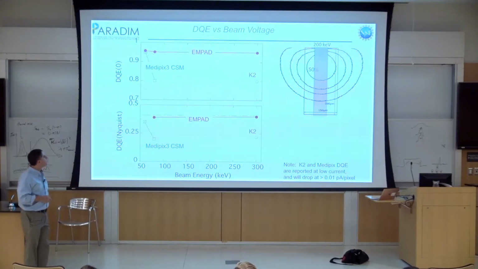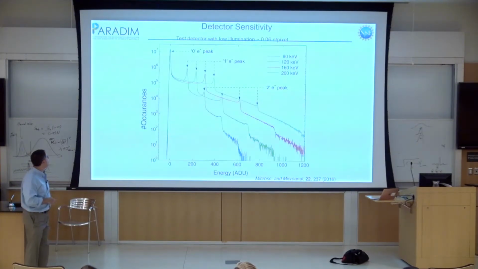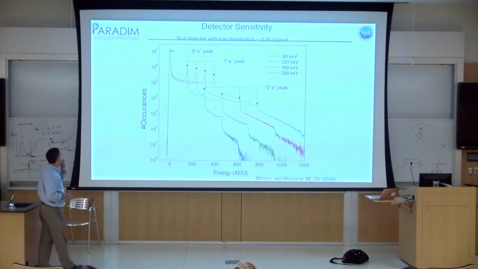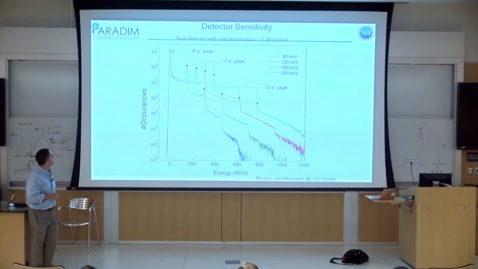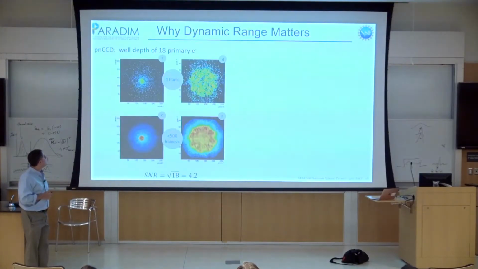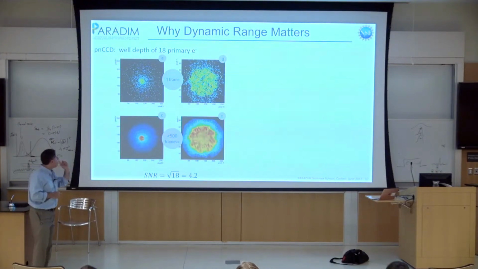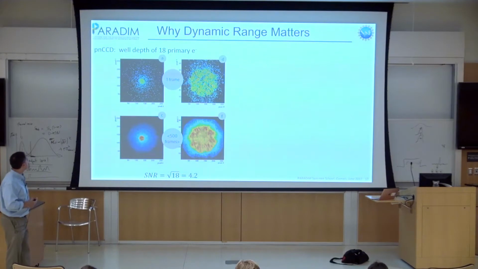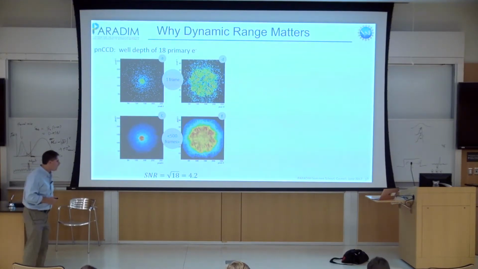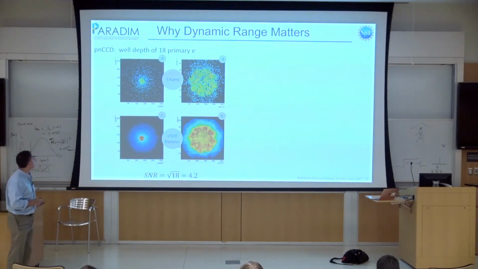The next thing you have to worry about is how these detectors perform. So here's our detector. You can kind of see this is the peak from a single electron. There's a peak from two electrons, and it works at all beam voltages. One of the things you want to watch out for with these detectors is if you're pulse counting, you can't count a lot of electrons. And that means you can't put a lot of electrons on the detector.